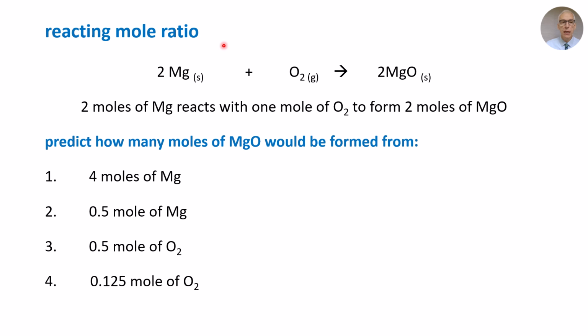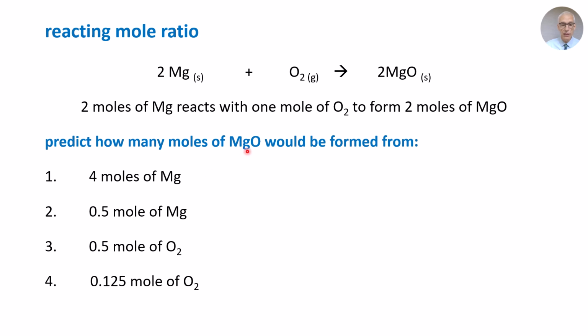So you need to be able to use the reacting mole ratio to predict moles of product or moles of reactant. So starting with the equation we had on the last slide, 2 moles of magnesium reacts with 1 mole of oxygen O2 to form 2 moles of magnesium oxide. Predict how many moles of magnesium oxide will be formed from. So I'm going to model the first one, 4 moles of magnesium.